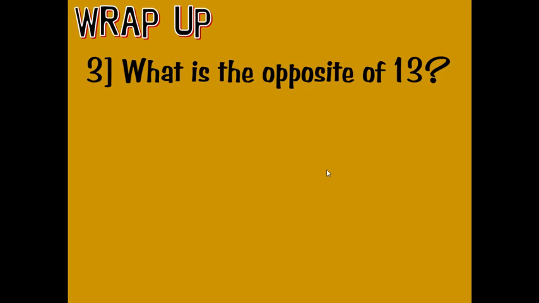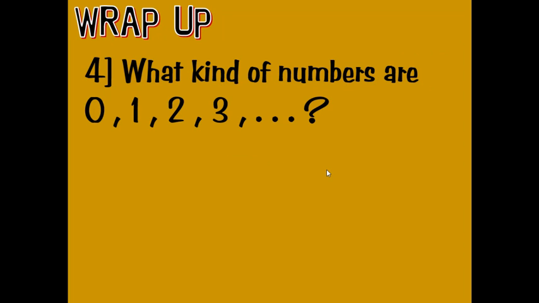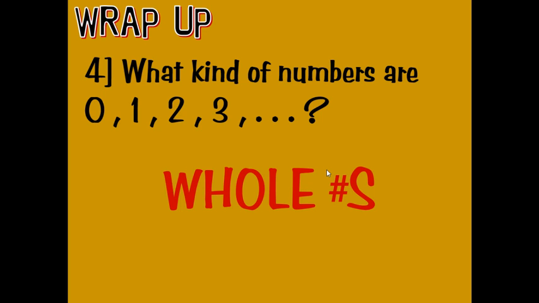Number 3, what is the opposite of 13? Ooh, that's a tough question, you guys. What is the opposite of 13? The answer is negative 13. Feel free to pause the video so you guys can have some time to think. Number 4, what kind of numbers are 0, 1, 2, 3? Pause it, think, reflect. The answer is whole numbers, you guys. The reason is they are whole numbers because it has the number 0 all the way to infinity.